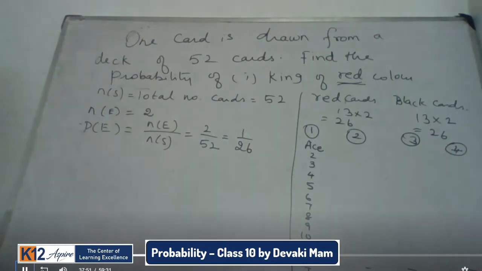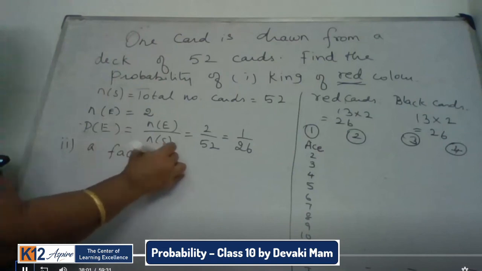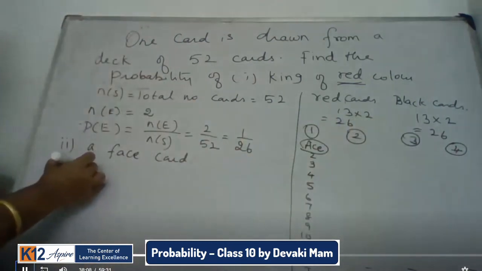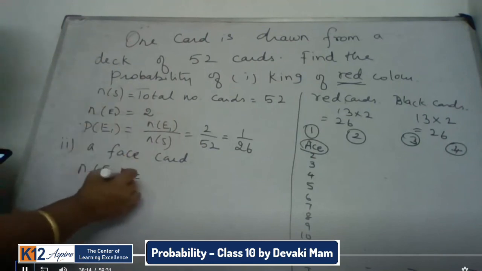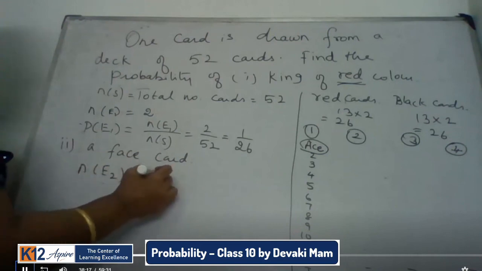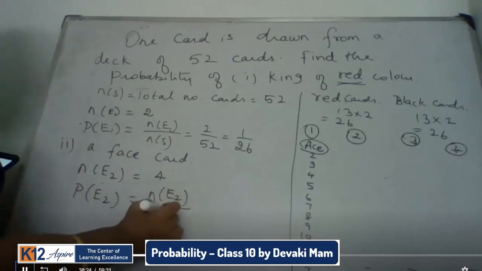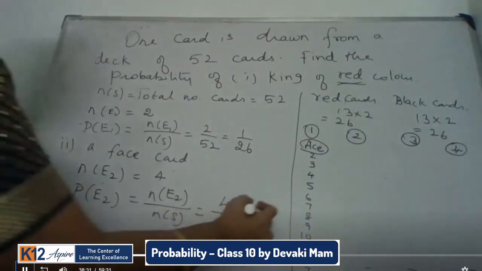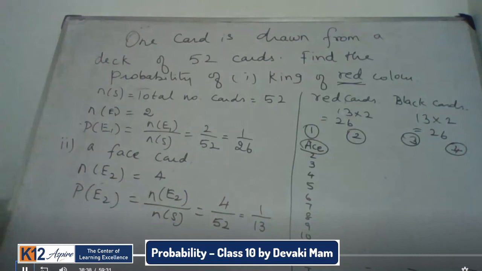Okay, the next question, getting a face card. See, face card is nothing but this one. Yes. So there are 4 chances. If you take the previous one as E1, I am going to take getting a face card as E2. That is n of E2 is 4 now. So P of E2 is equal to n of E2 by n of S. So 4 by 52. Okay. So that is 1 by 13 you are going to get.